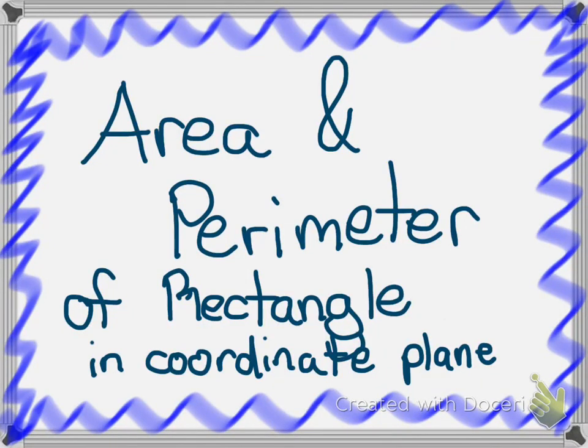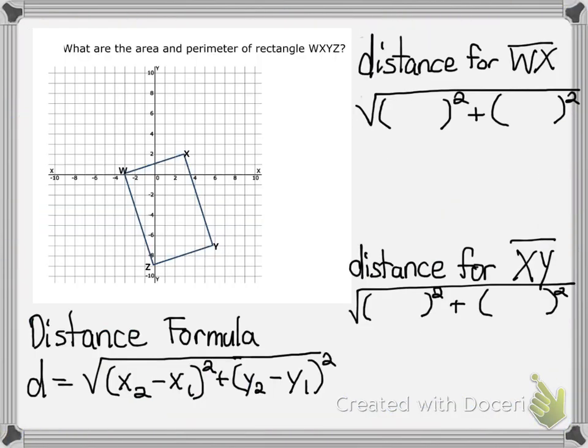In this video, I'm going to teach you guys how to find the area and perimeter of a rectangle in a coordinate plane. All right, let's look at this example. First thing I want to do is recognize the fact that this is a rectangle. You know what that means?